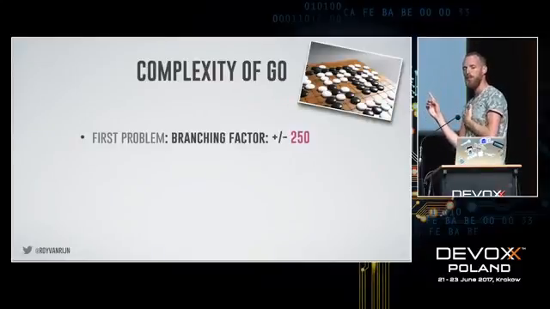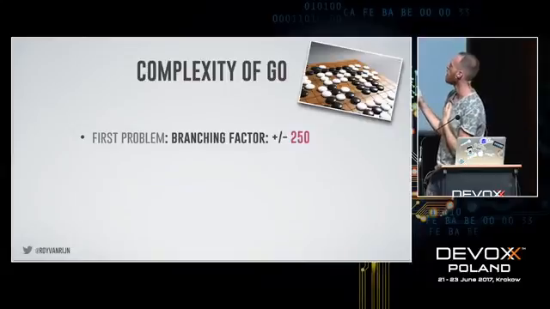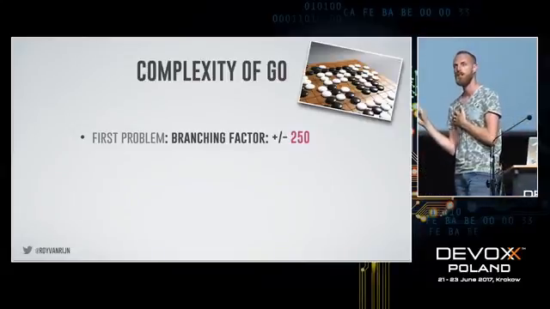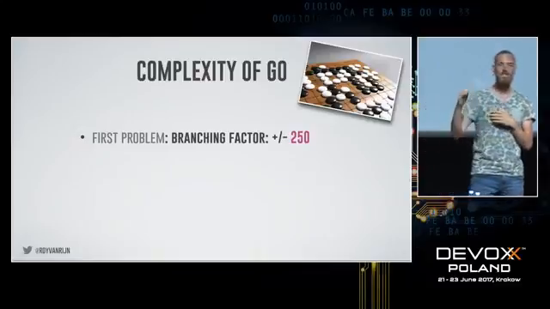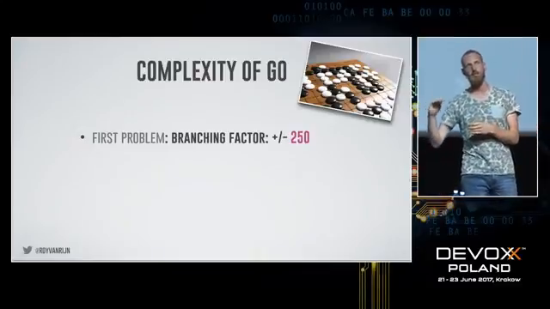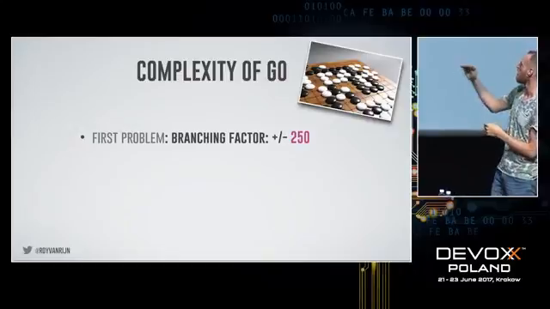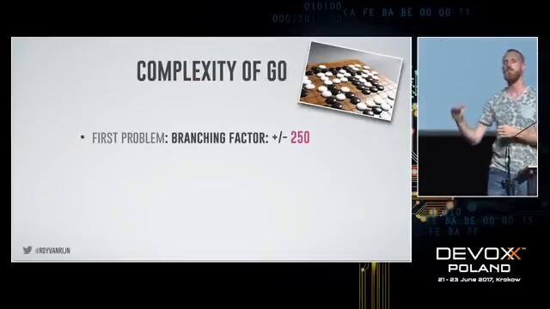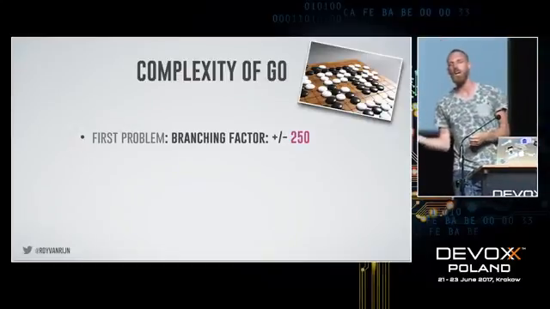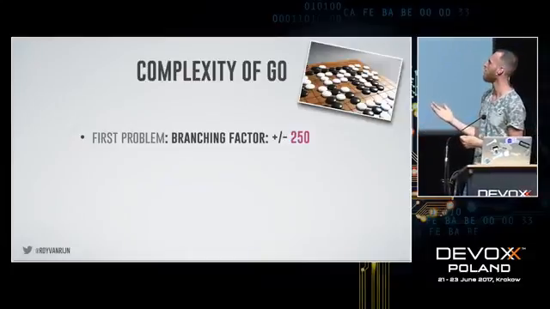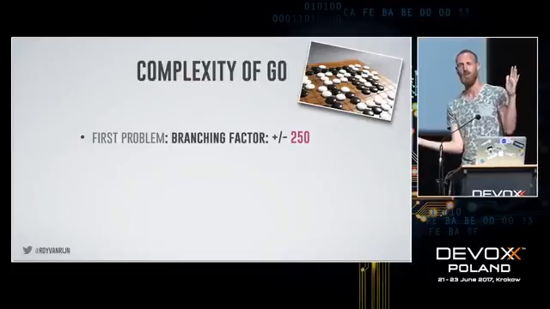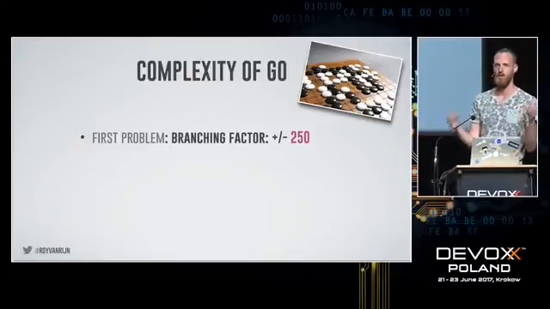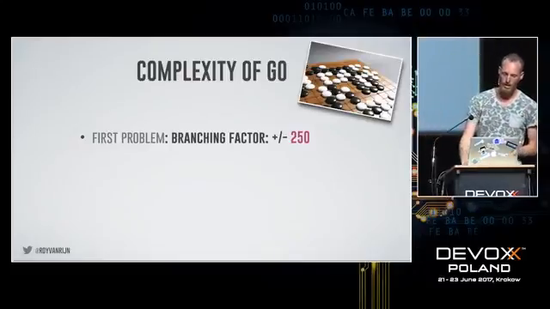The first problem of Go is that the branching factor is about 250. Chess had 35, so for each step it's 35 times 35 times 35 times 35. This is 250 times 250 times 250. So it's a lot more. It grows a lot faster. And that's all because the board is humongous. It's 19 by 19, and we all know 19 by 19. A lot of possible moves.